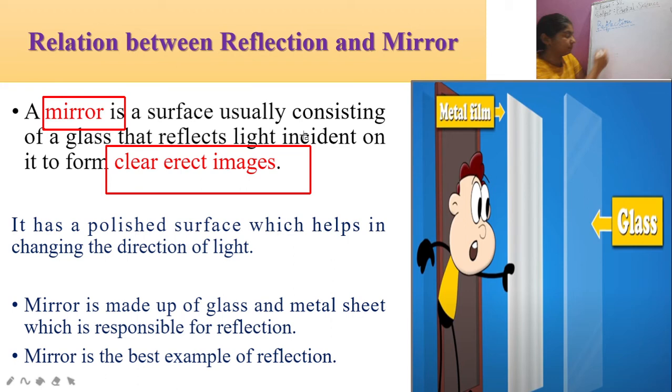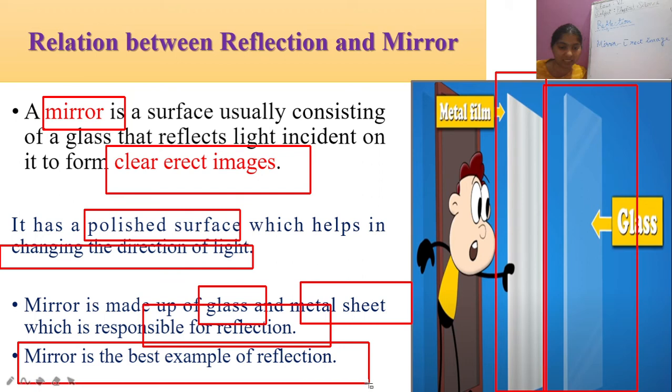Now next, a mirror is used for various purposes, right? And it is made up of glass and a metal sheet, which is responsible for the reflection. So all the processes happen with the help of a mirror only. Okay, so we can say the mirror is the best example for reflection. So mirror is very important, and it changes the direction of light.